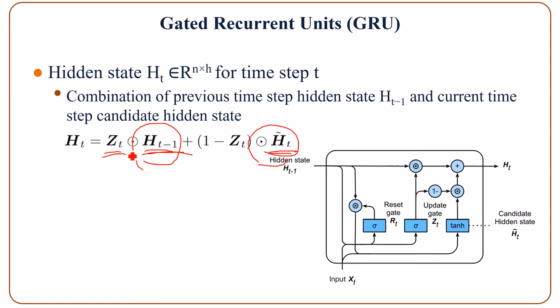And again, this operation is the element by element multiplication. Looking at the visualization, you can see that h at t, the hidden state h at time t, is a sum of the contribution or the flow of information from the hidden state in the previous time step. This flow of information is controlled by this gate. And also from another flow of information from the current time step candidate hidden state, and that flow is controlled by 1 minus the update gate.